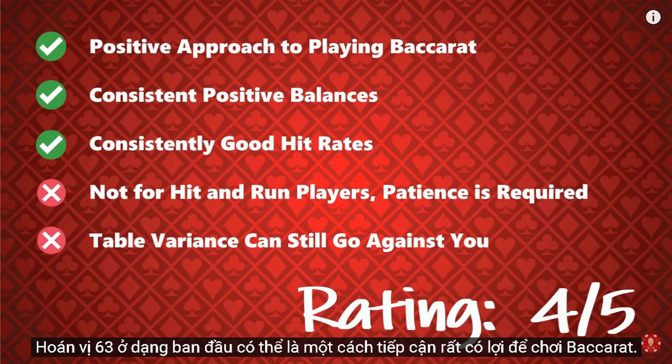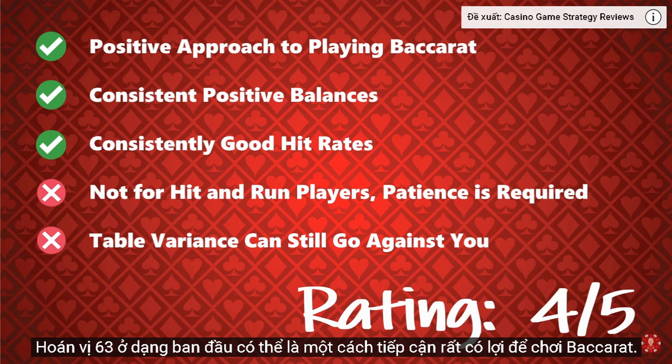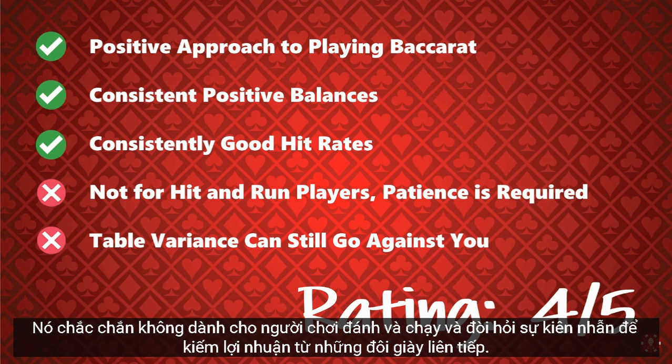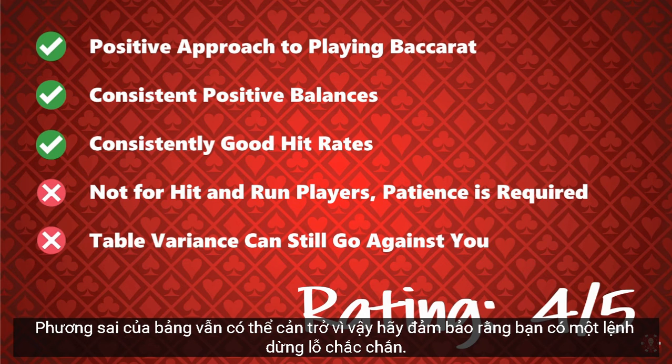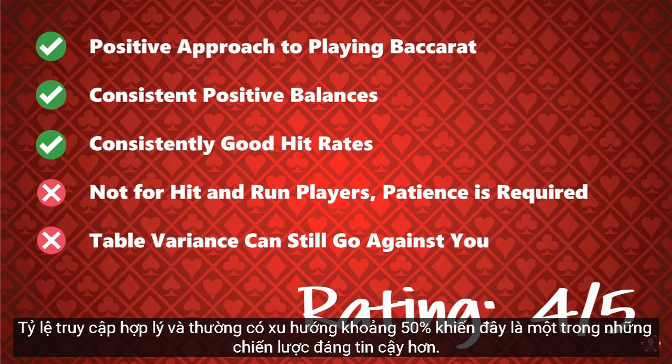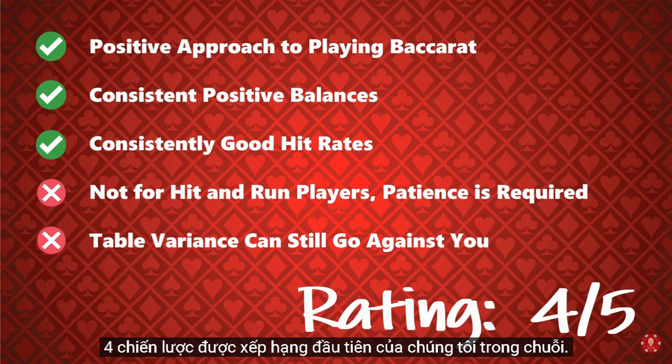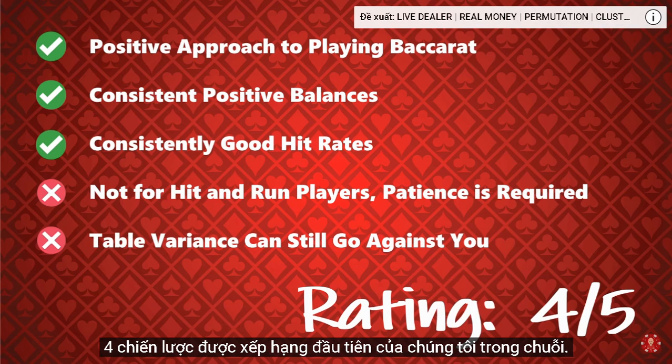Permutation 63 in its original form can be a very profitable approach to playing Baccarat. It is definitely not for the hit and run player and requires patience to grind out a profit over consecutive shoes. Table variance can still get in the way, so make sure you have a solid stop loss in place. Hit rates are reasonable and generally tend about 50%, making this one of the more reliable strategies. I'm going to give this a rating of 4 out of 5 due to its consistency. Our first 4 rated strategy in the series.